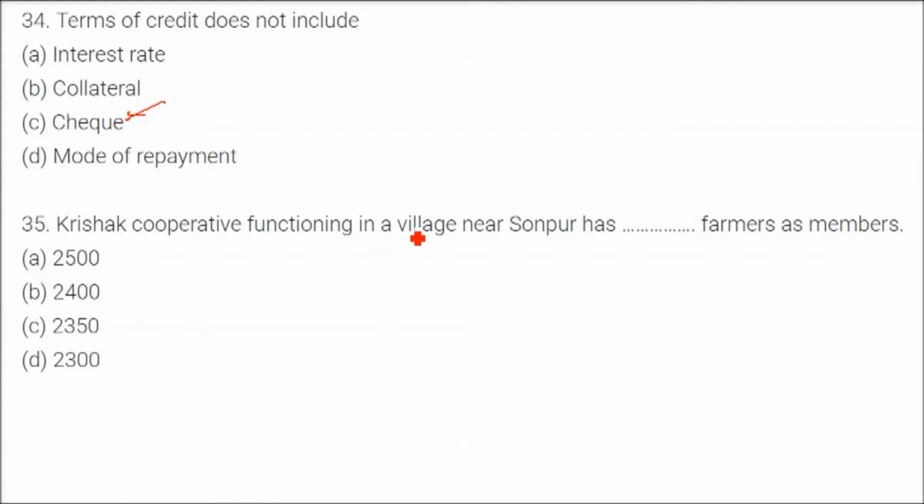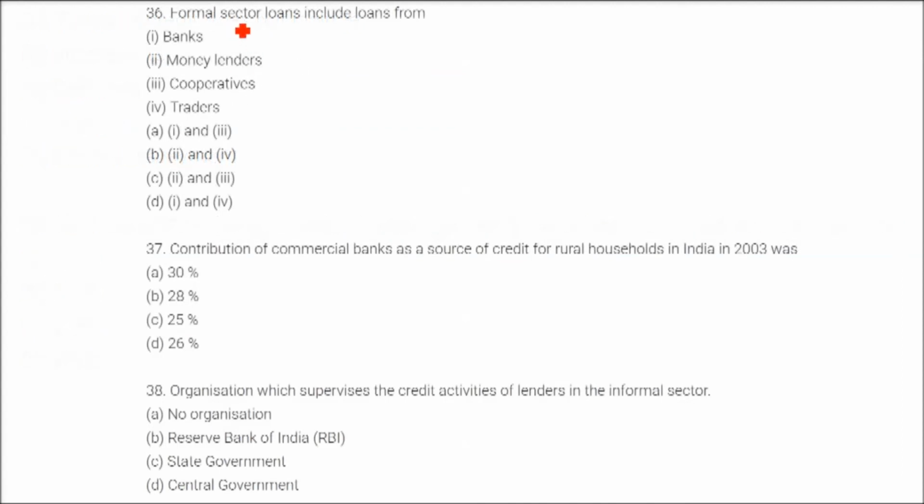Krishak cooperative functioning in a village near Sonpur has dash farmers as members. So how many is given in the textbook? The answer is 2,300. Formal sector's loans include loans from banks and cooperatives, so the answer here will be A. The contribution of commercial banks as a source of credit for rural households in India in 2003 was 25%.